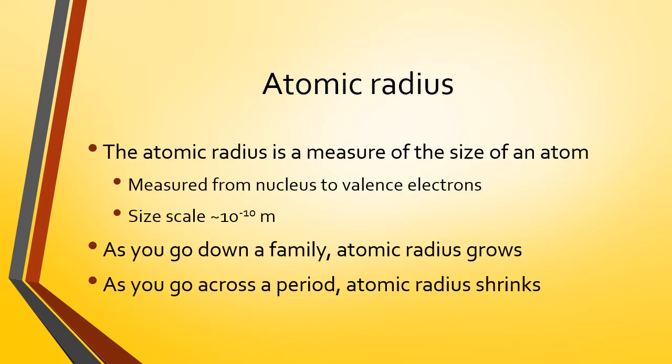Another important thing you should know is atomic radius. The atomic radius is a measure of the size of an atom. Specifically, the way we measure this is we measure from the nucleus to wherever the valence electrons are. The atomic radius will be very small. Generally, most are on the level of angstroms, which are around 10 to the -10th meters. The trend on the periodic table is that as you go down a family, the atomic radius grows. Meanwhile, as you go across a period heading from left to right, the atomic radius will shrink.